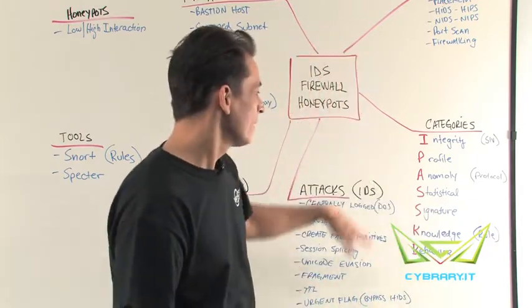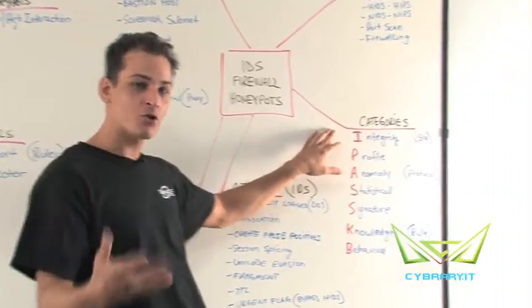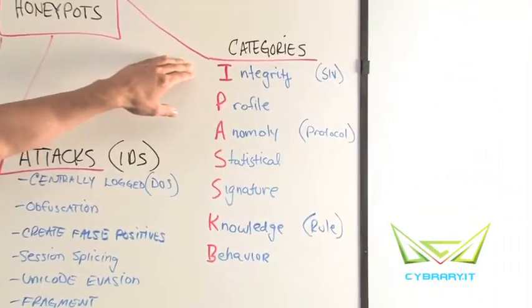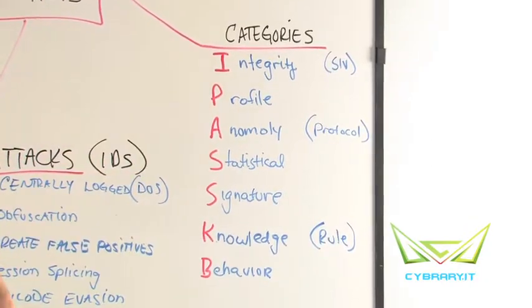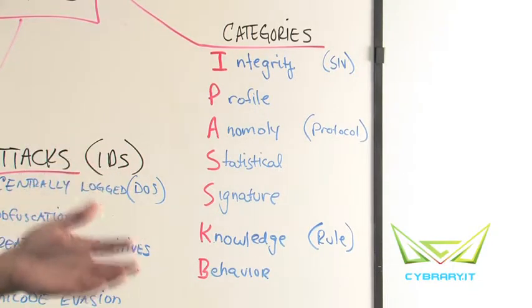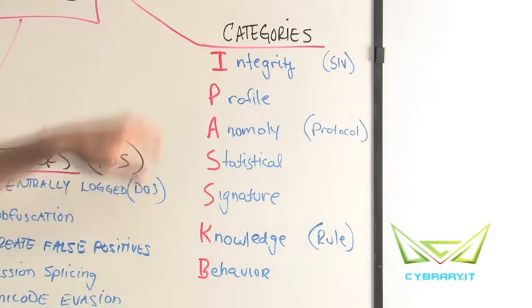Okay? Next, let's go on to some intrusion detection and prevention style categories. We have a little mnemonic here. It's called I PASS the kilobytes. Now this is a really, really cool test-taking technique because it categorizes these three major types. So let's talk about them.